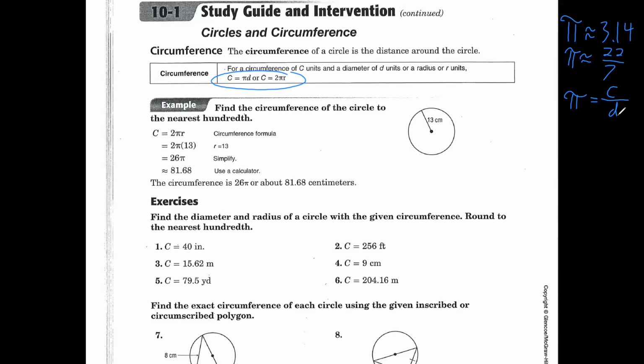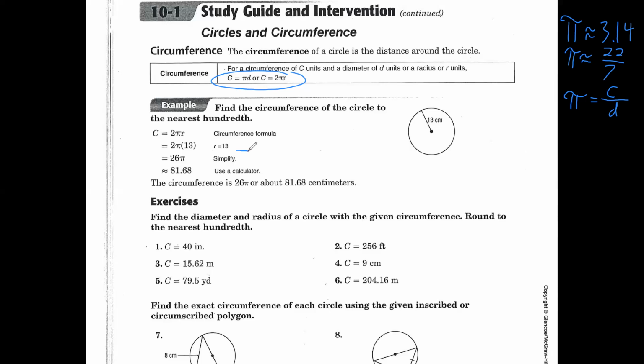So now, on this part, they did the equation here. They find the circumference of the circle to the nearest hundredth. They drew in a radius that says 13, they plugged it into the formula 2 pi r. They did 2 times 13 equals 26. And then they plugged it into the calculator, 26 times pi, and they got 81.68.